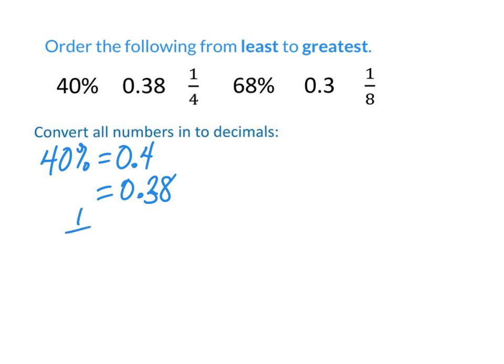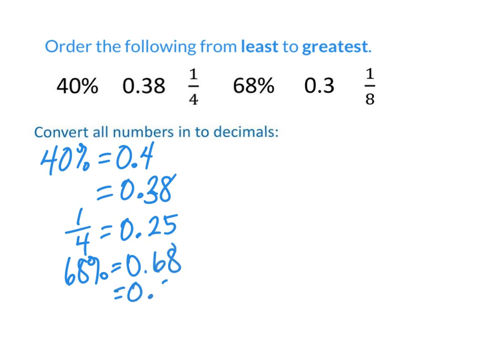I like to write mine stacked up with the decimal points lined up for when I get to the comparing, so that's a strategy you may want to use. And next one is already a decimal, and then 1/8 equals the decimal 125 thousandths. Okay, so now I've been asked to put them in order from least to greatest.